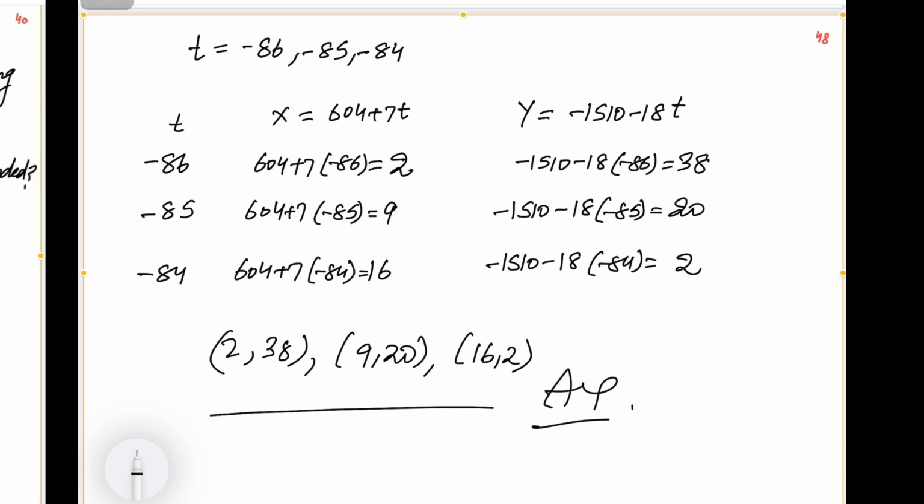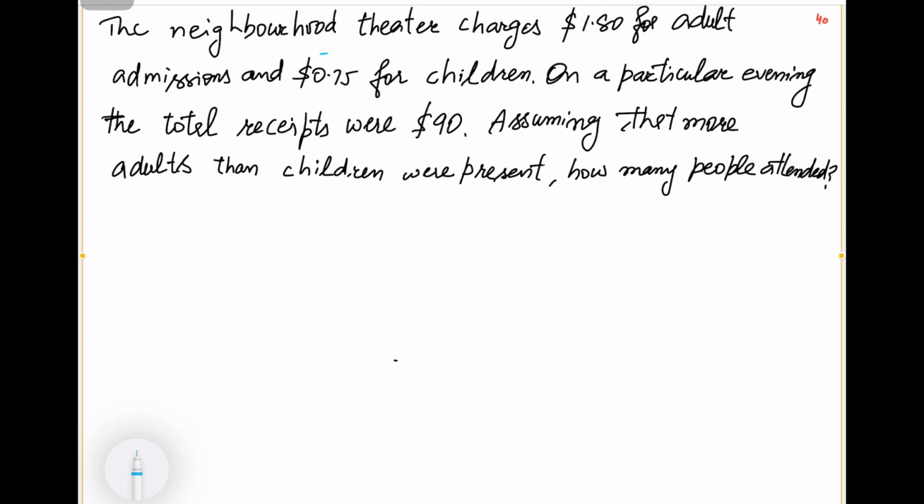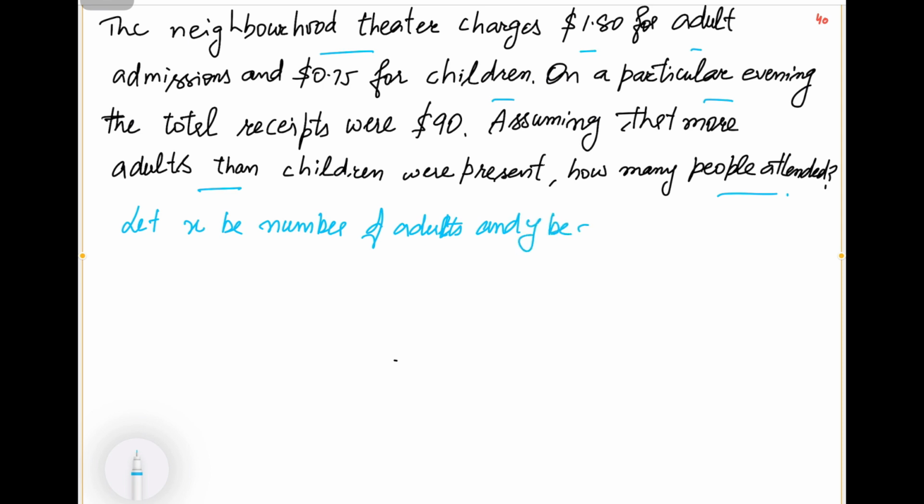Answer. So in the next question, the neighborhood theater charges $1.8 for adult admissions and $0.75 for children. On a particular evening, the total receipts were $90. Assuming that more adults than children were present, how many people attended? Now let's suppose, let X be the number of adults and Y be the number of children.